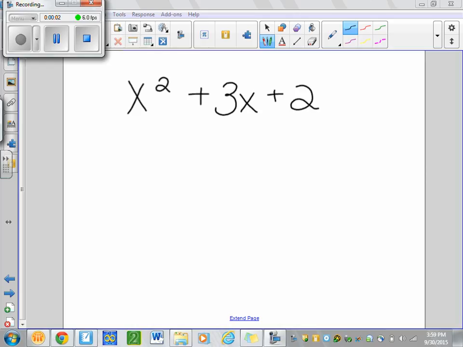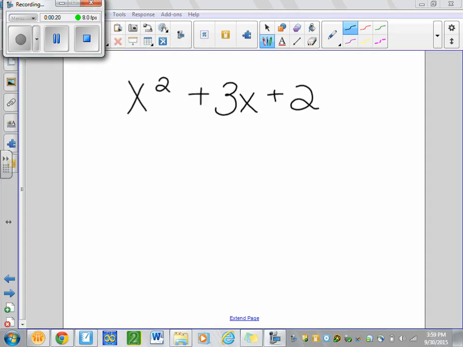Okay, guys. So we're going to make an attempt to review factoring and make sure that we understand what's going on before we get into graphing polynomials. Because in order to graph polynomials, we have to understand factoring. So let's go back to the basics.